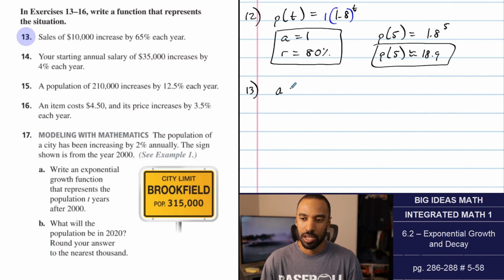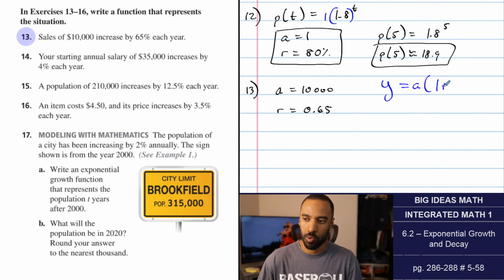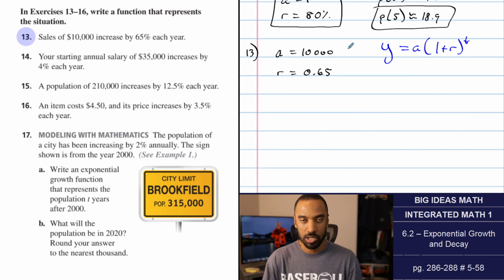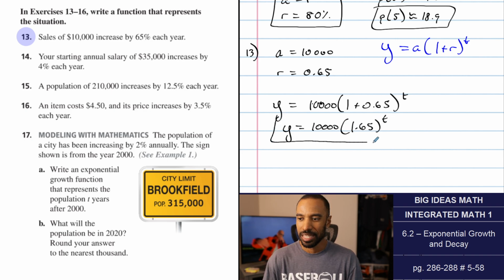Anyway, in this case, $10,000 is your initial amount. That's our A. Your R is 65%. That decimal equivalent is 0.65. So with our formula being, once again, y equals A times 1 plus R to the t power, we only have to do two things in this situation. Substitute and simplify. That's it. So y equals $10,000 times 1 plus 0.65 to the t power. That's our substitution. Our simplification is 10,000 times 1.65 to the t. And that's it.